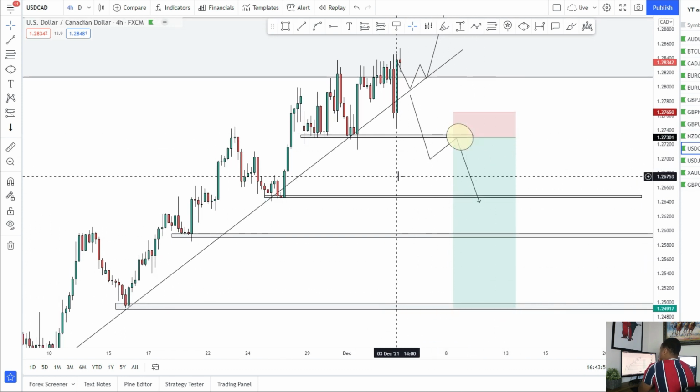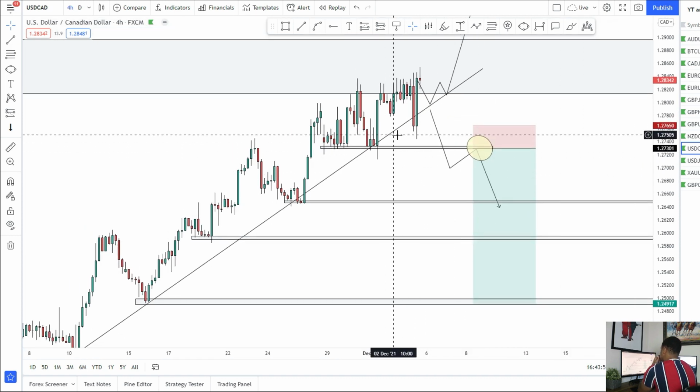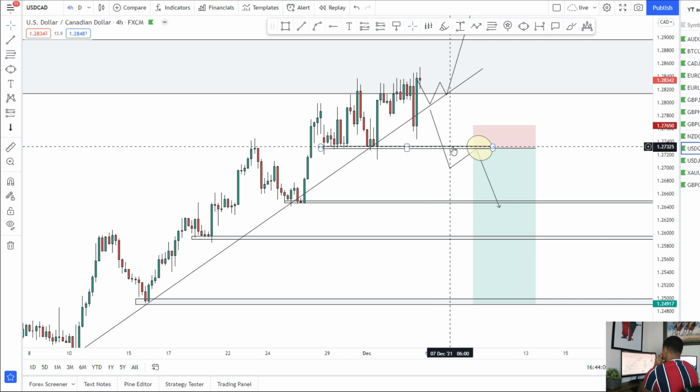So that's what the plan is for USD CAD. Looking for sells if we can get below these levels. If not, price will probably continue.